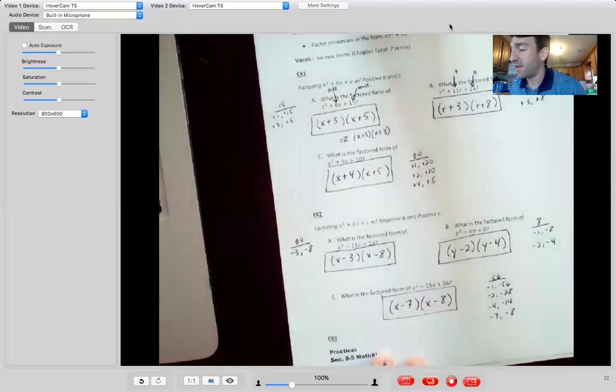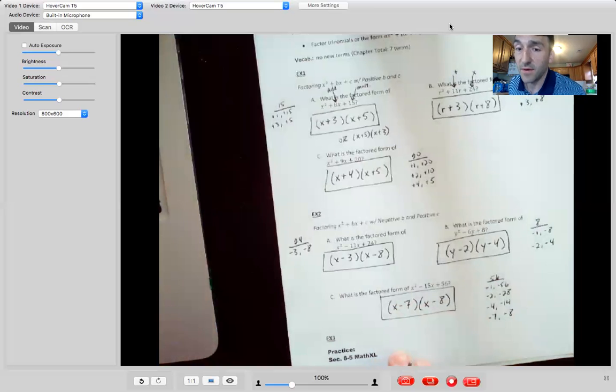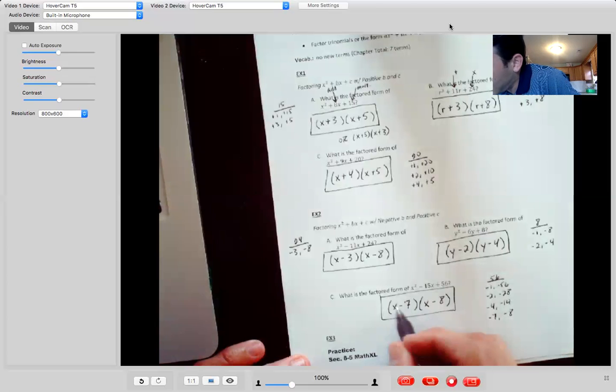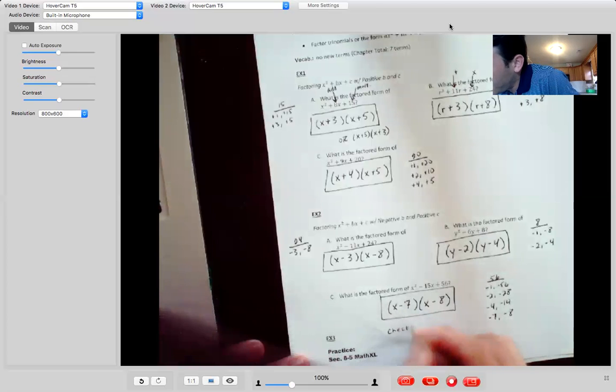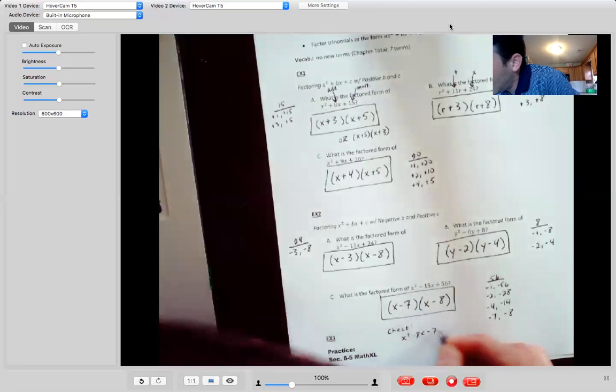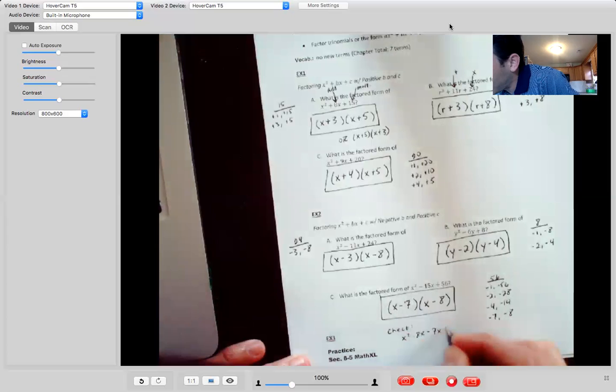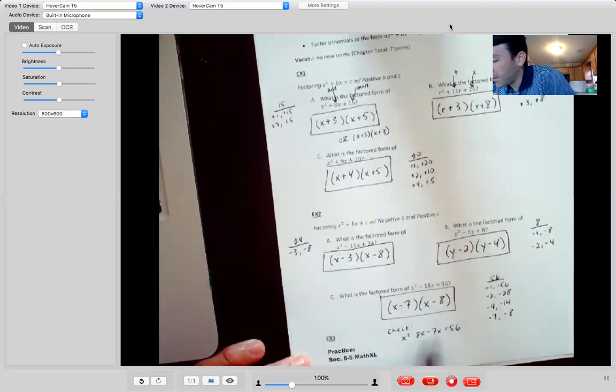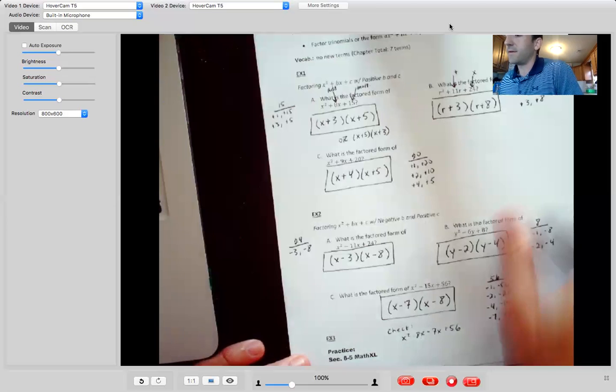And so besides Math Excel, how could we check our answers? Remember what we're doing here, right? This is the kind of question that the answer answers. So we can always multiply it out to see if it multiplies to this. So x times x is x squared. x times -8 is -8x. -7 times x is -7x. And -7 times -8 is plus 56. When we combine our like terms, we get x squared minus 15x plus 56. So we see that it does work.